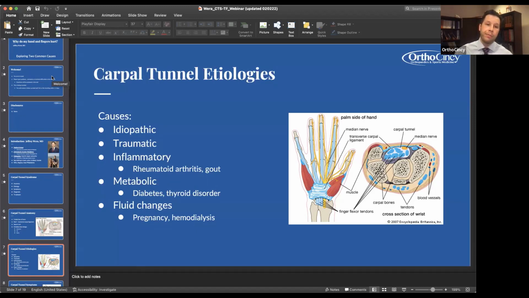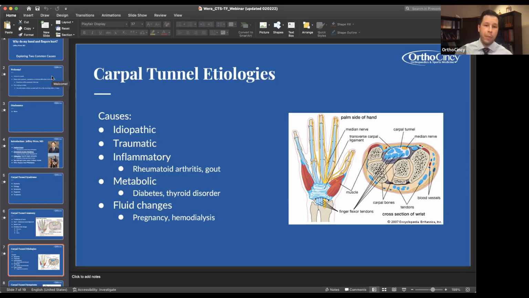Other causes of it, though, traumatic incidence is quite high with distal radius fractures, depending on how bad the distal radius or the wrist fracture could be. And that's because of the swelling, the blood associated with breaking bones can actually put pressure on the nerve and cause the symptoms of carpal tunnel. Inflammatory conditions, such as rheumatoid arthritis and gout, can also contribute to carpal tunnel.